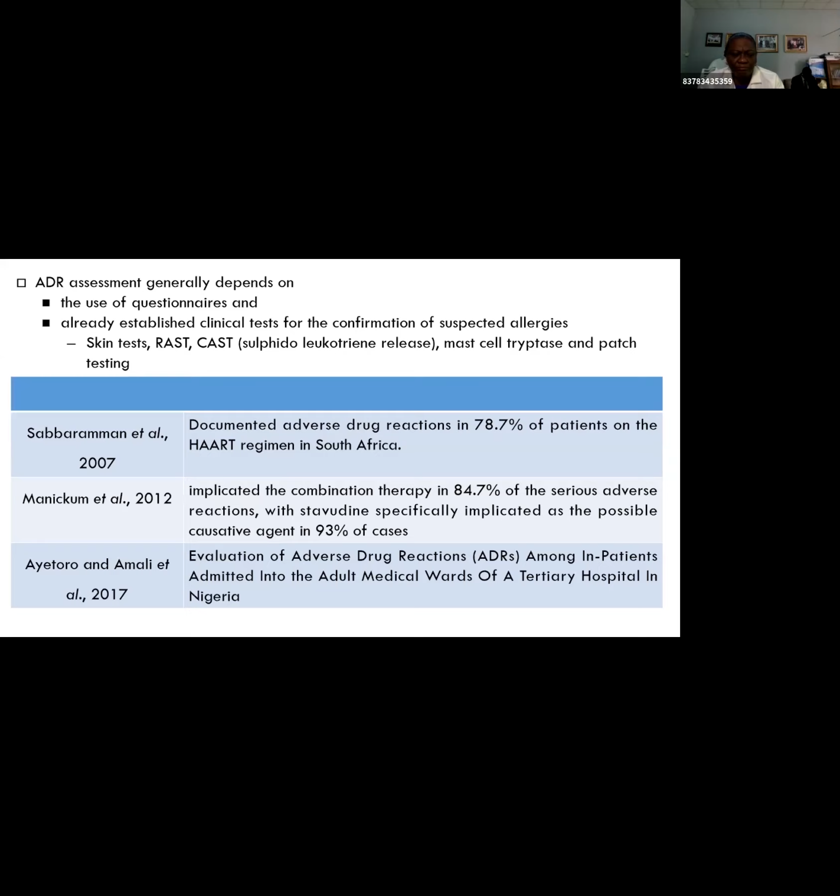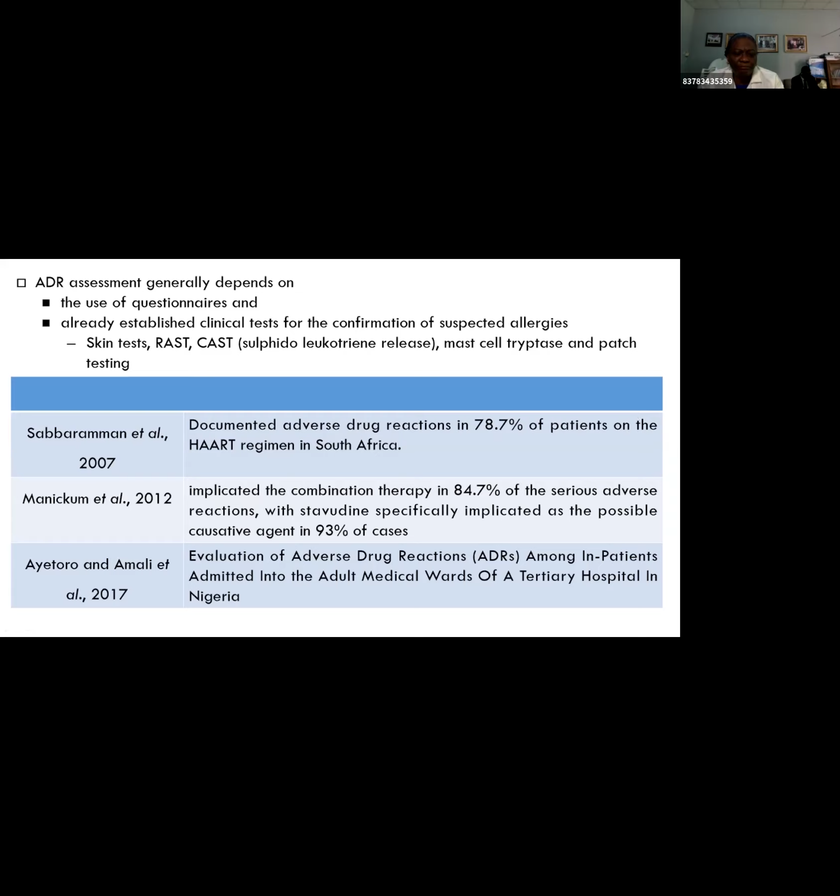And after getting it from the questionnaire, if there's a clinical problem in the hospitals, you see clinicians using clinical tests to try and confirm the suspected allergies. So we have skin tests, we have the radioallergen tests, we have the CAST test, that's the cellular antigen test, and then we now have the patch testings that have been used.